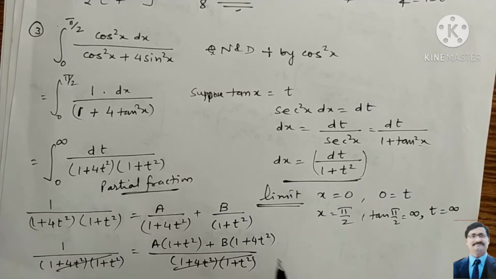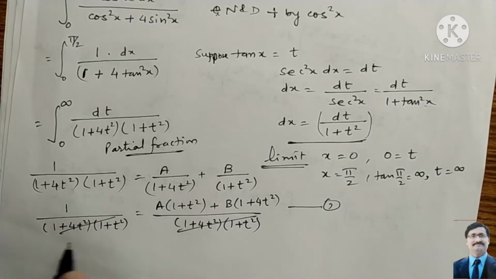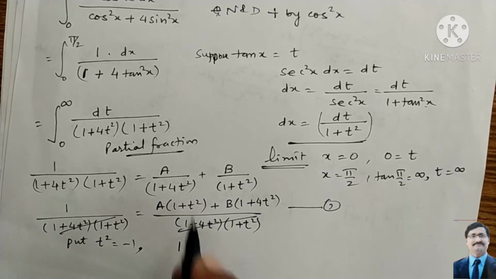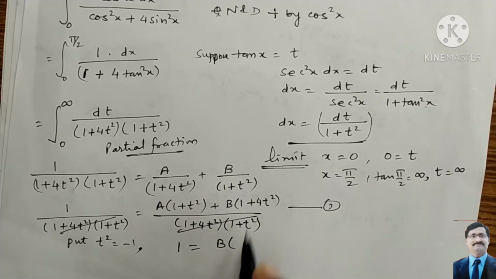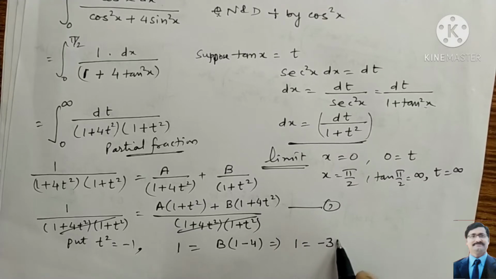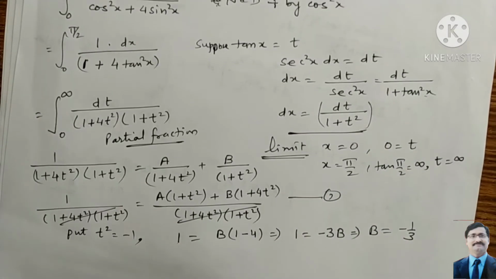LCM and LCM cancel, we get this equation, and here we will put t square equal to minus 1. In place of t square minus 1, which is 1, equal to t square minus 1, this will be 0, and here we put t square is minus 1, so we get minus 4, and this will be 1 equal to minus 3b, so b equal to minus 1 upon 3.